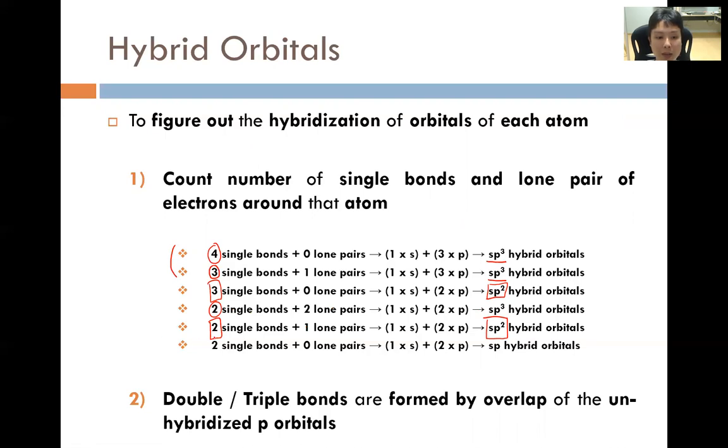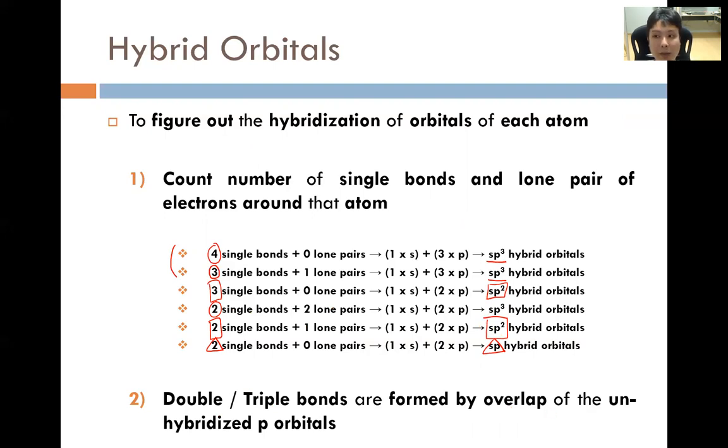The last possibility is that we only have 2 electron domains, which is 2 single bonds and no lone pairs. Then if we have 2 electron domains, we would require the hybridization to be sp hybrid orbitals so that they point at an angle of 180 degrees apart from one another. So again, the double and triple bonds are formed by the remaining overlap of the unhybridized p orbital.